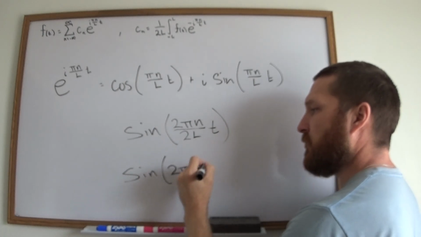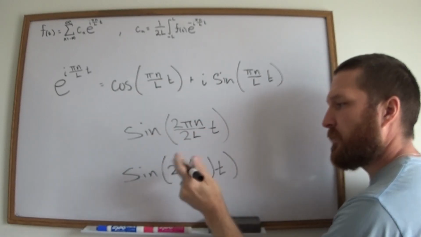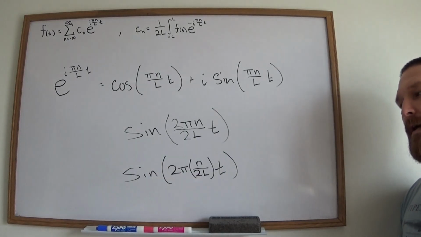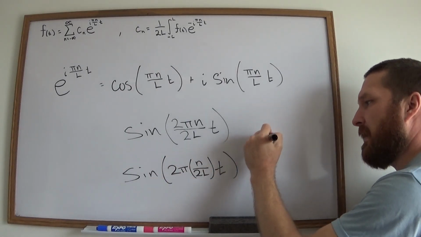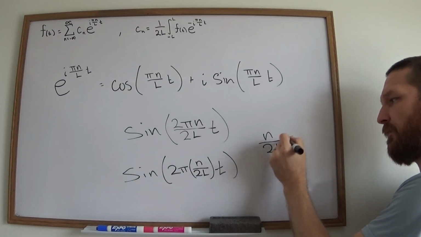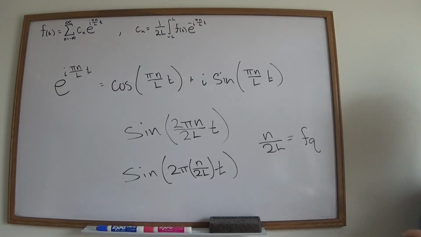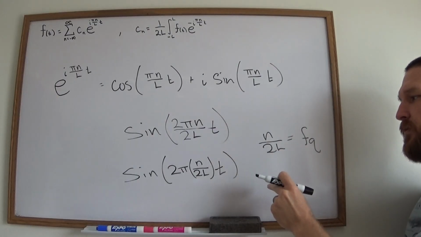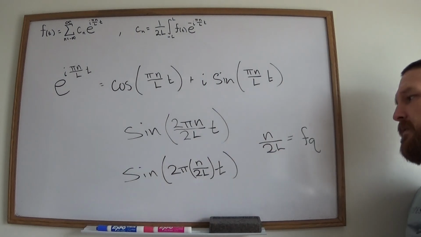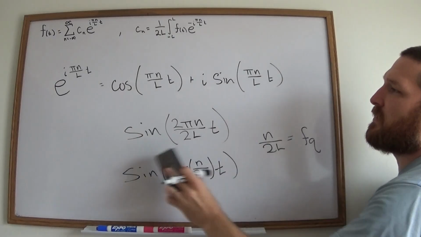I could rewrite that as 2 pi times what's left over, n over 2L. n over 2L, like that. And now we can see that this n over 2L in this expression here is the frequency. So this thing will make n over 2L cycles every 1 second. Right? Cycles per second is frequency there.